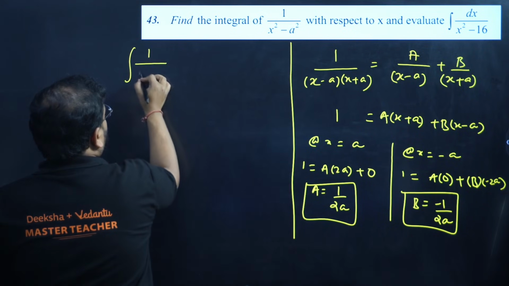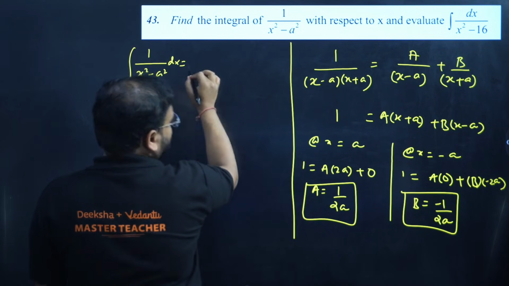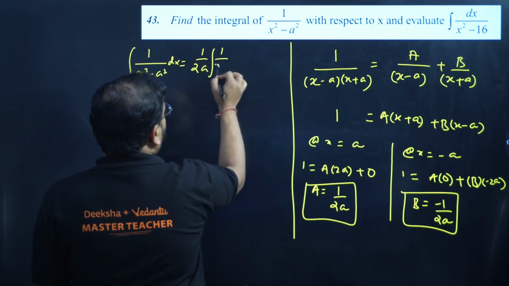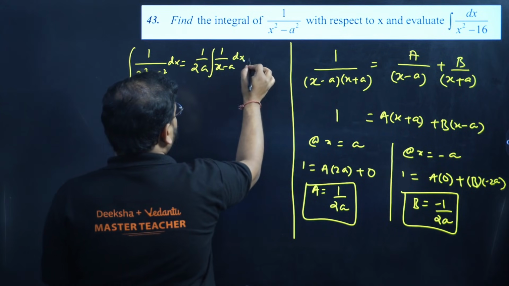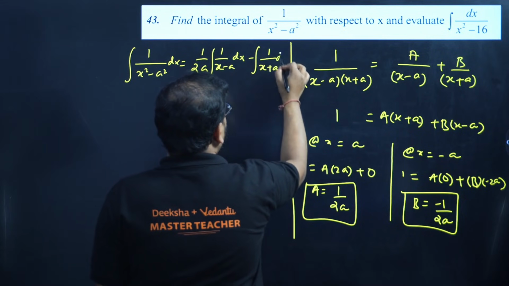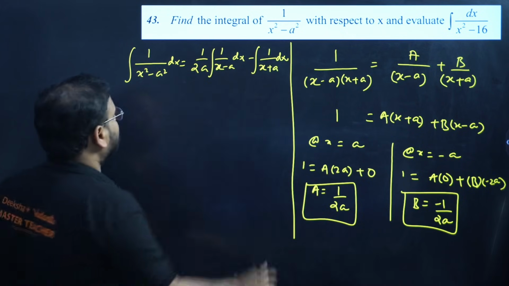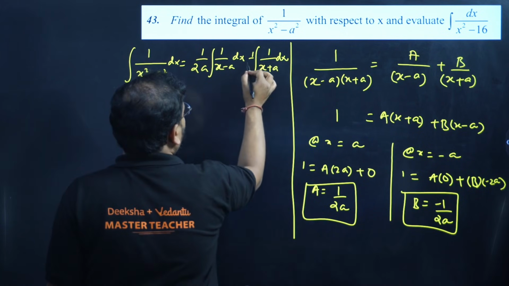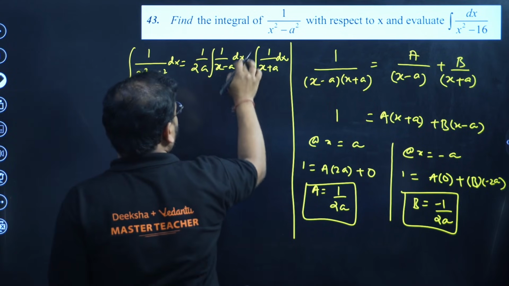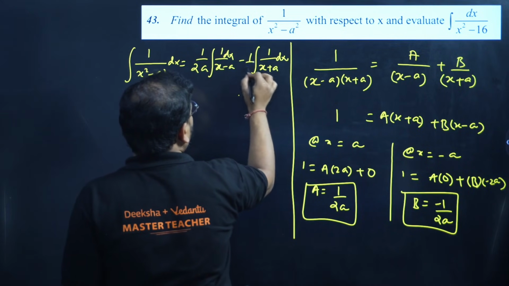Using the equation now, I can write this integration. What was it? Integral of dx upon x square minus a square, now as, A is 1 by 2a, so 1 by 2a integral of 1 upon x minus a dx, with the minus sign, integral of 1 upon x plus a dx. B is coming as minus 1 by 2a. Excuse me, I can do better. dx up here, minus 1 upon 2a.